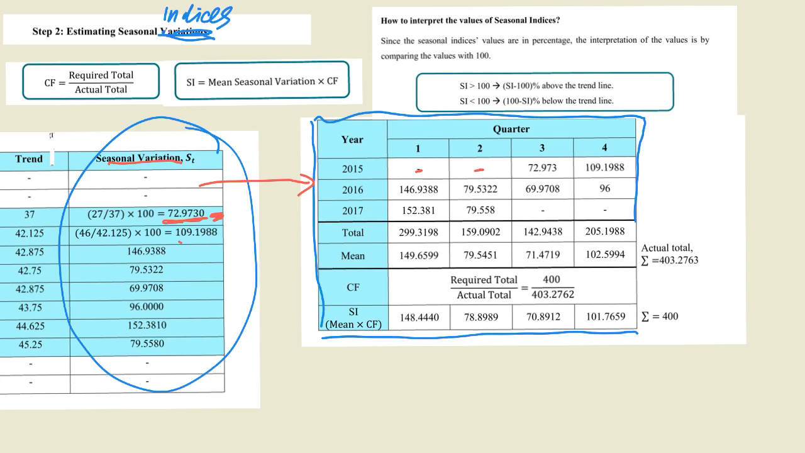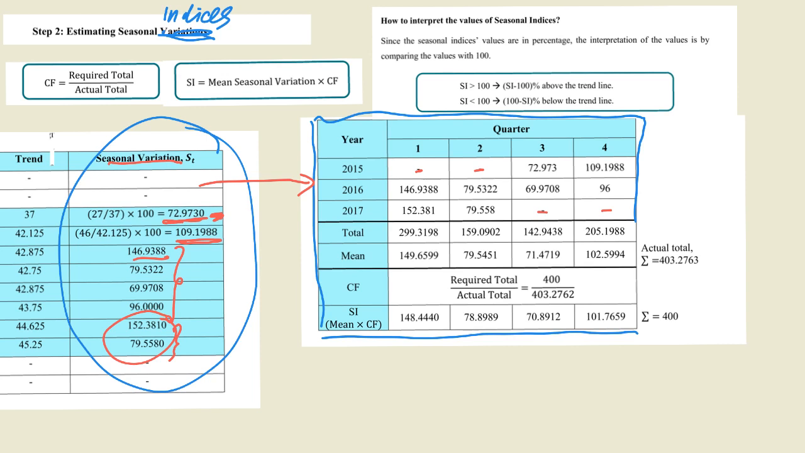And then the fourth quarter, we have 109.1988. And then you proceed with year 2016 until 2017. And then for 2017, you only have for the first and second quarter. So the third and the fourth quarter would be no value.